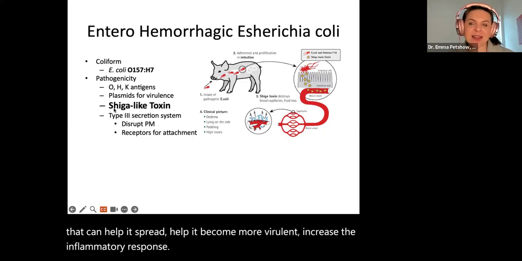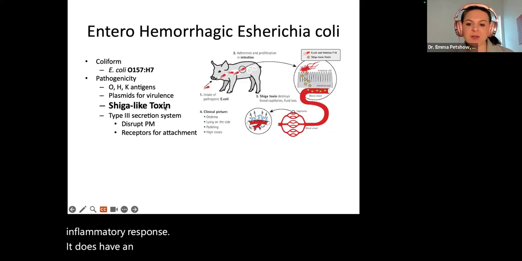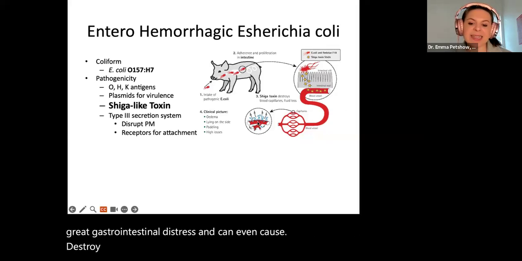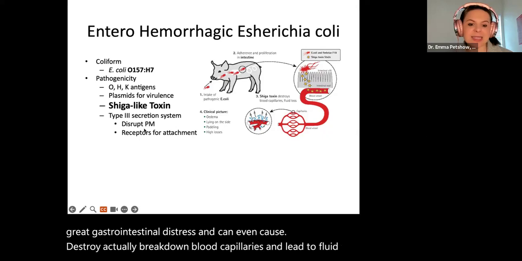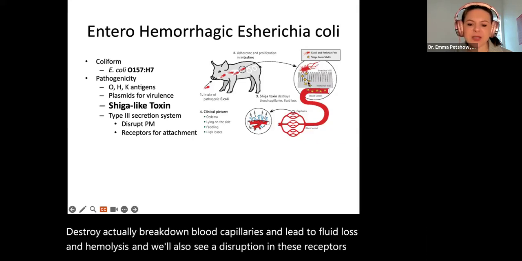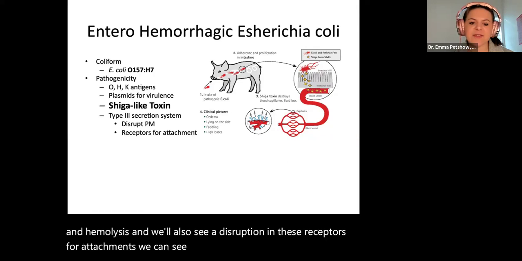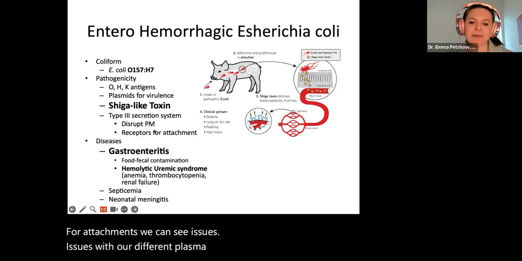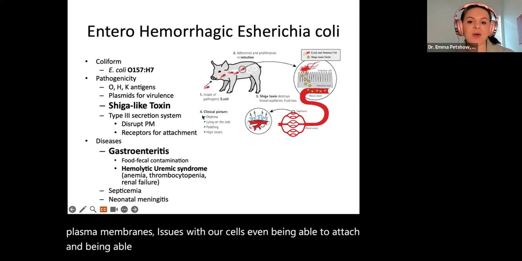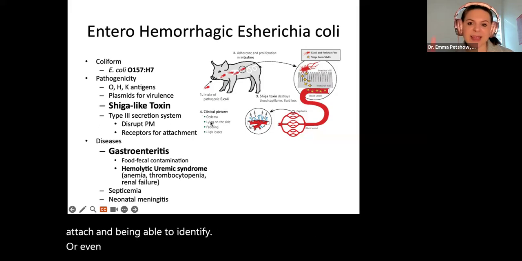It does have an exotoxin, Shiga-like toxin, which will cause great gastrointestinal distress and can even break down blood capillaries and lead to fluid loss and hemolysis. And we'll also see disruption in these receptors for attachment. So we can see issues with our plasma membranes, issues with our cells even being able to attach and identify or secure this bacterium and then phagocytose or eliminate it through our normal systems.